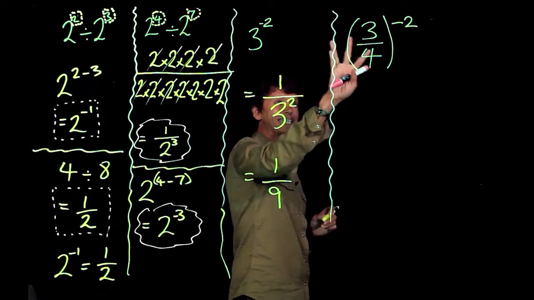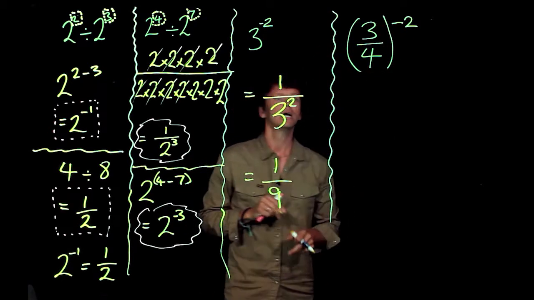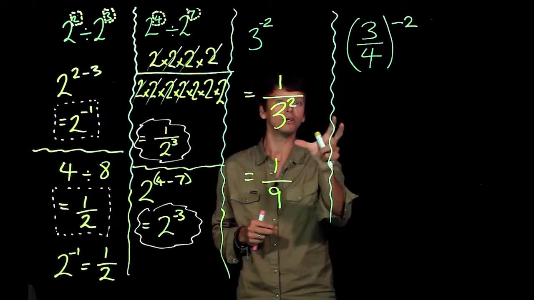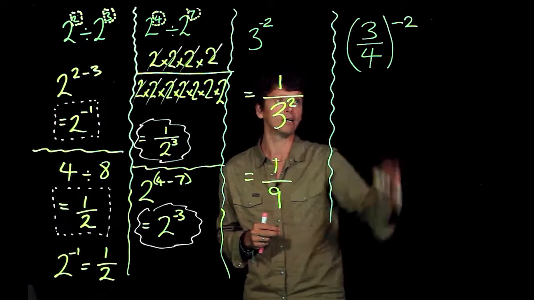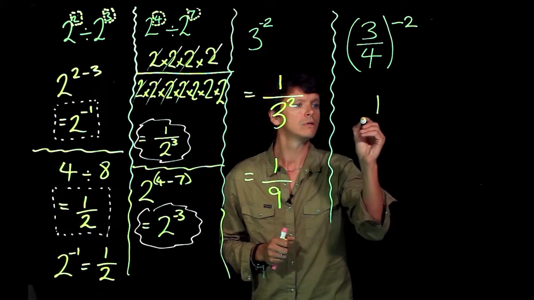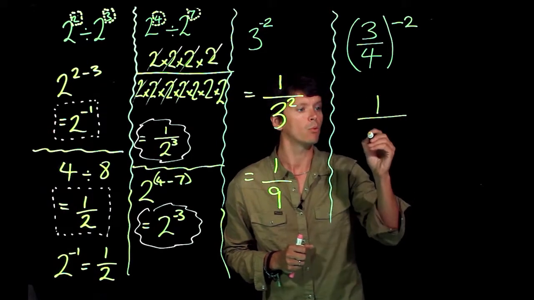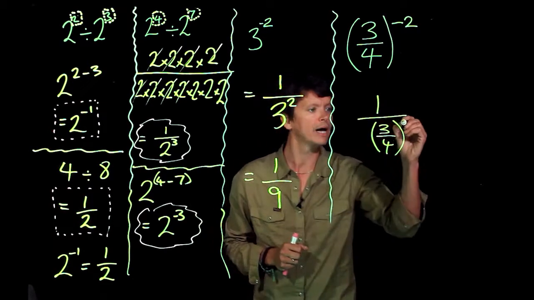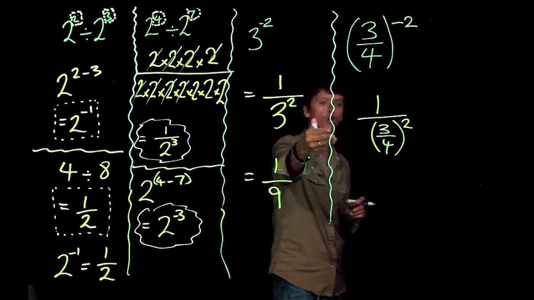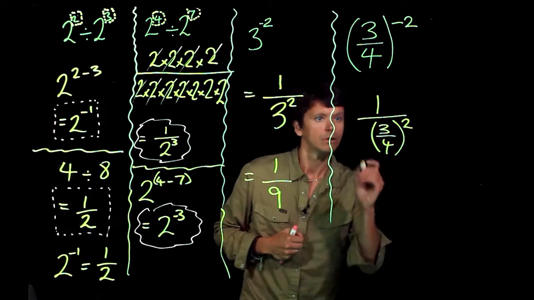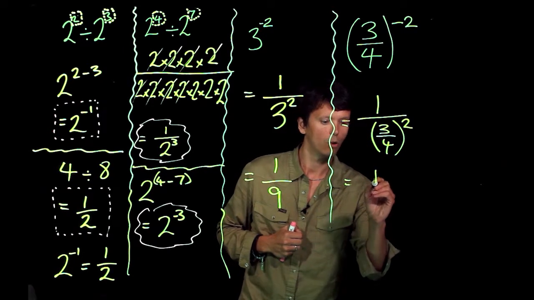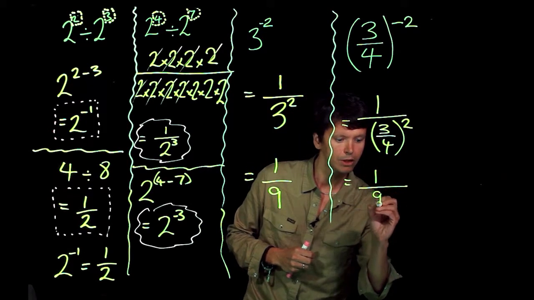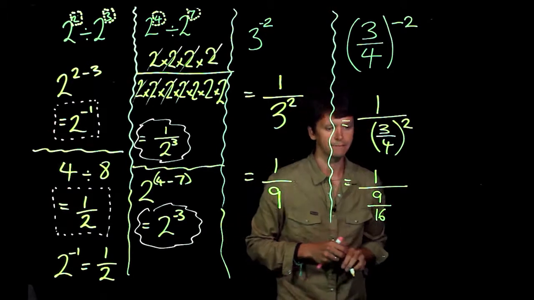Here we've got a fraction. We're raising a fraction to a negative power, 3/4 to the power of negative 2. Again, just like we've done, we're going to take the reciprocal of what we're raising to a negative power, which means we put 1 over it. The reciprocal of 3/4, and the power now becomes positive. We've got 1 over 3/4 squared, and 3/4 times 3/4 equals 9 over 16.